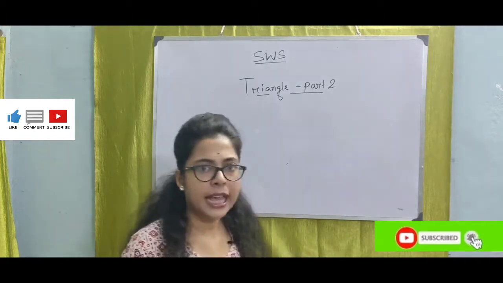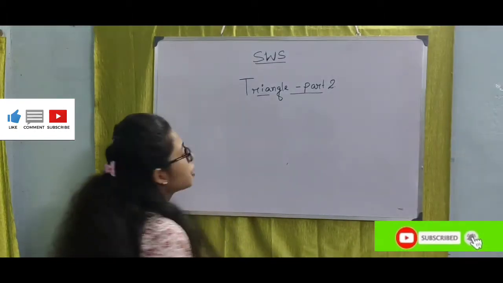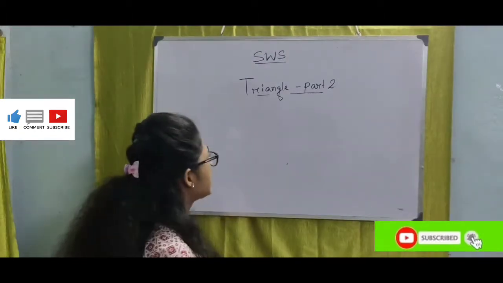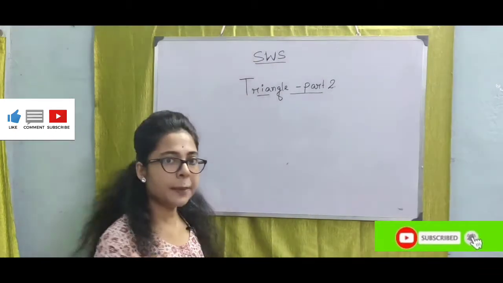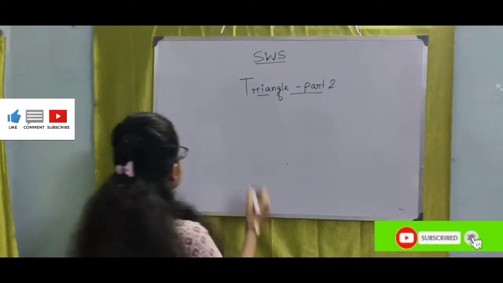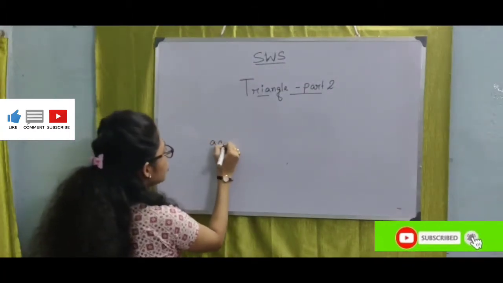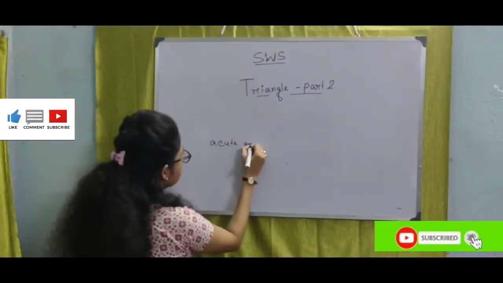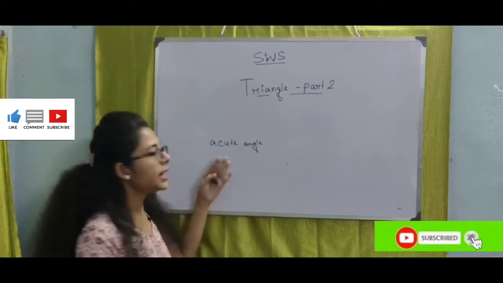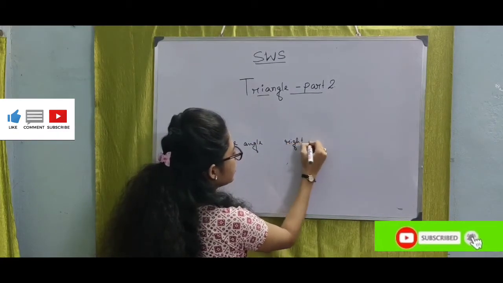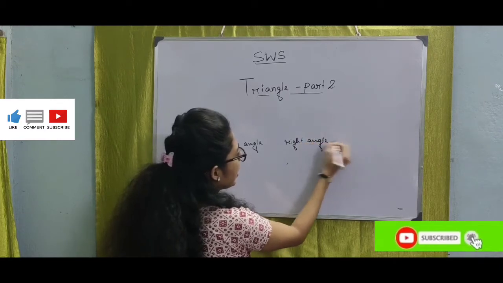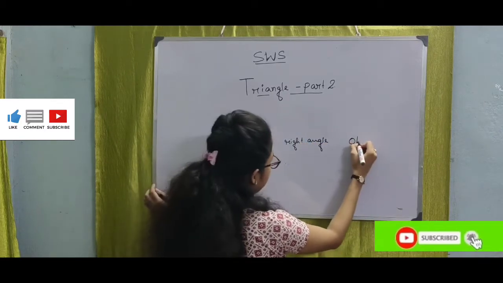Before that, we should know the types of angle. There are three types of angles. That is acute angle, right angle, and obtuse angle.